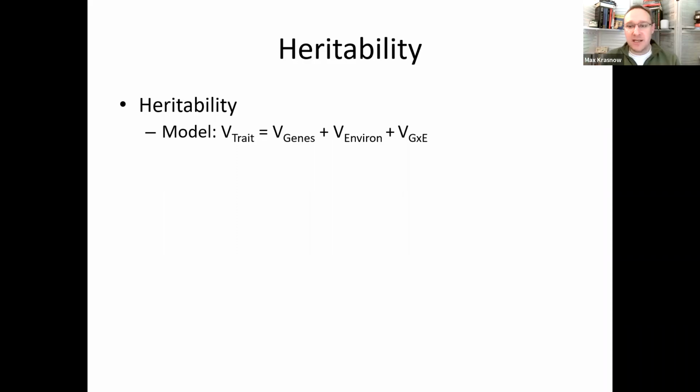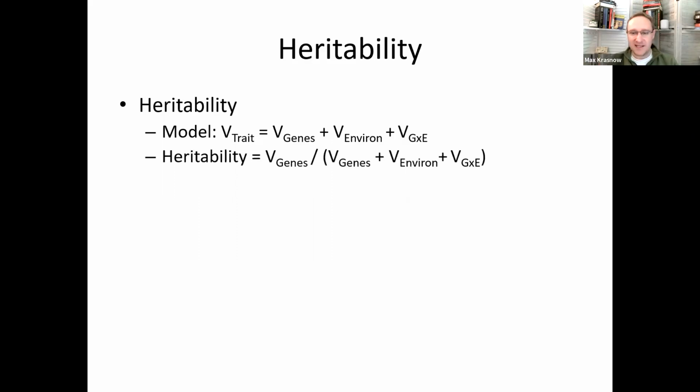Once you model the variability this way, a simple mathematical re-expression lets you take the term for variance due to genes, that V genes, and divide it by all of the variance in the trait. That makes it a proportion. It gives you a proportion of variance in the trait that's due to variance in the genes. And as a proportion, this can range from 0, meaning none of the variance in the trait is due to variance in the genes, to 1, meaning that all of the variance in the trait is due to variance in the genes. So far, so good. That seems to tell us something that we want to know, right?